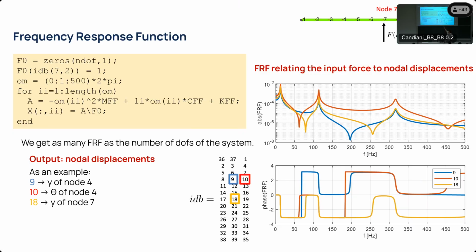But as soon as we run the computation, and as you can see, the script is very easy. We just have to make this computation many times and iterate along our frequency vector. Then we are able to create the magnitude and phase plots of our frequency response functions.